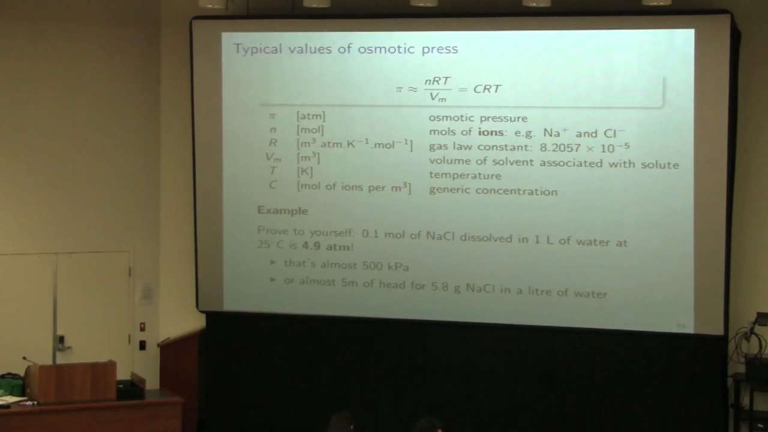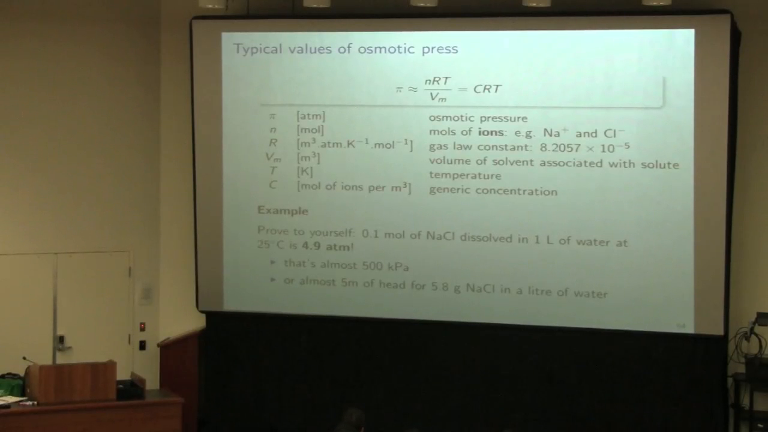The osmotic pressure, measured in atmospheres or pascals or whatever pressure units you work in, is roughly equal to, as a good approximation, the number of moles of ions. Let's be clear here, this is the number of moles of ions. So if I take salt, NaCl, and dissolve it in water, I have one mole of Na+ ions, and I have an additional second mole of Cl- ions. So one mole of salt, NaCl, dissolved in water will give me two moles of ions. So that number of moles, n, referred to there, is the total number of ions present in the solvent.